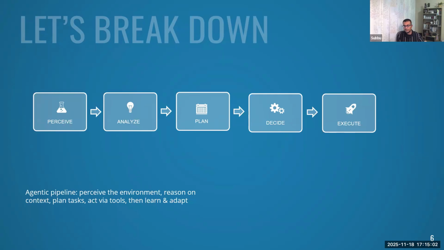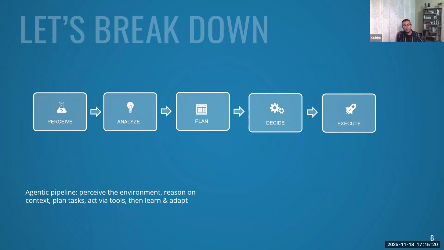This is a simple task, but if you take bigger processes that you may have in your organization, for all of these processes this kind of pattern almost remains the same. You gather the details, you analyze, you plan, you decide, and you execute. So this is what agentic AI is, right?